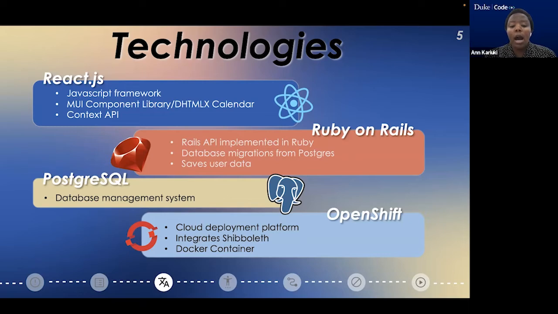We also used a cloud container known as OpenShift, which Duke uses to deploy its sites, and it redirects traffic to Shibboleth, which authenticates user login for Duke students. We also use Docker to containerize the images.